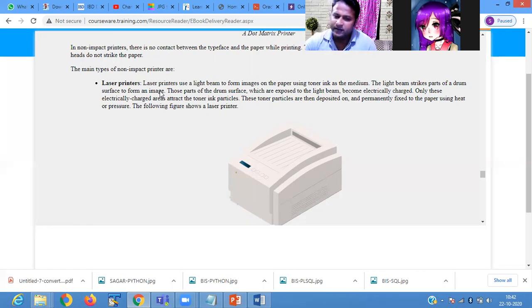So it's saying that the laser printer uses the light beam. When the light beam strikes the part of the drum, when you are using a printer, there is an ink drum present, a rolling stick is present. So that is the drum. When light strikes the part of the drum surface to form an image, those parts of the drum surface which are exposed to the light beam become electrically charged.